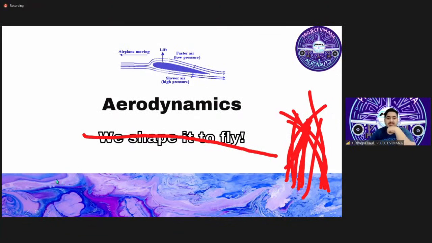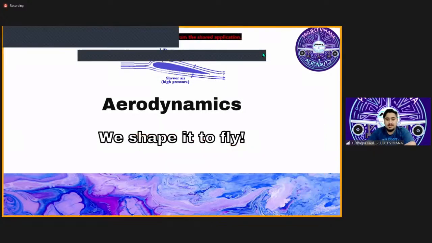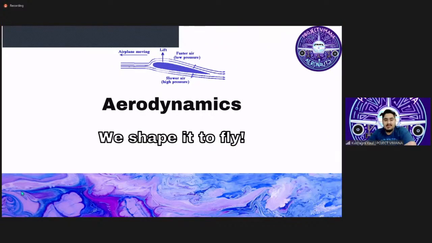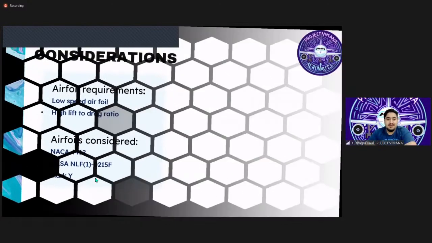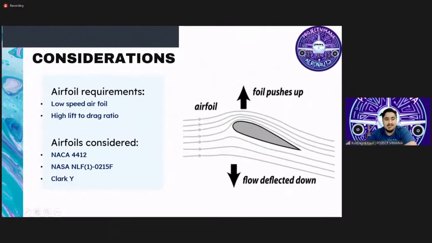So hello everyone, this is Kushagar from the aerodynamics team. Our team mainly worked to decide which airfoil to be used for our aircraft by comparing the different airfoils that exist. So how did we do that? We first started with the airfoil requirements. The airfoil requirements were a low-speed airfoil because we are working on a light sports aircraft. The other one was a high lift-to-drag ratio because that would result in greater efficiency. The airfoils we considered were the NACA 4412, NASA NLF, and the Clark Y airfoil.